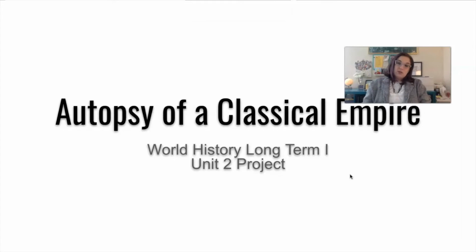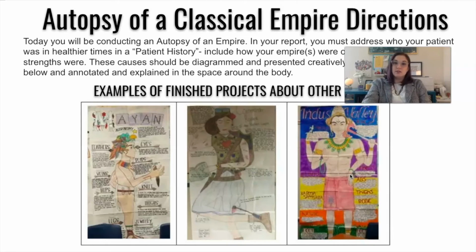I am going to explain to you your Autopsy of the Classical Empire assignment. This assignment was originally given on September 23rd, 2021. Your first class period to work on it was October 4th, then October 5th, and then you'll have an opportunity to work on your project on block day, October 6th and October 7th. So let's get into the details.